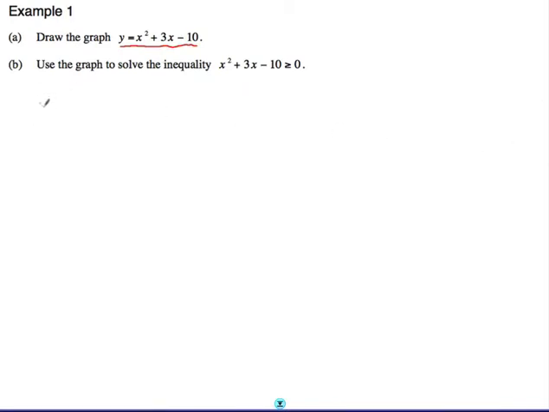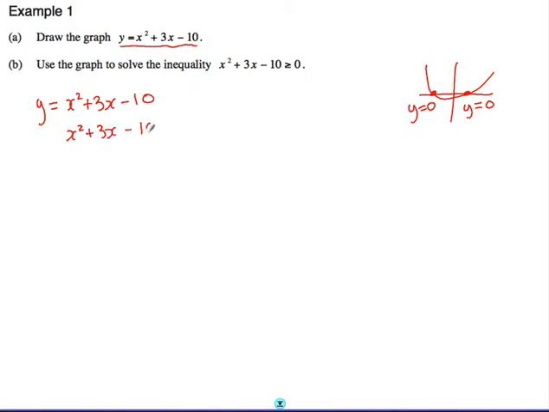Okay, so first thing we need to do is solve or find the roots of this quadratic. Now the roots of any quadratic is at this point and at this point, and at these 2 points the y value is 0. So any quadratic with a root has a y value of 0. So what we're going to do with this is just equate it to 0 and find out where it crosses the x-axis. And we know how to do this.